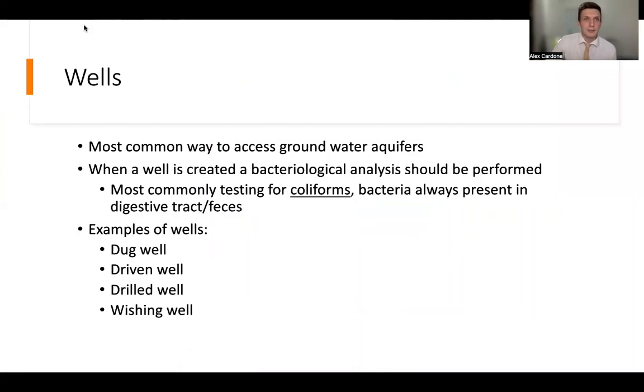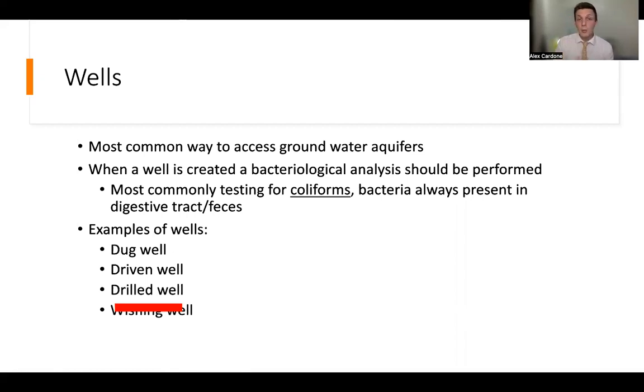Okay, so wells. We're not talking about Nevada. We're talking about ways that we can access groundwater. The most common way to access groundwater aquifers or storage locations is through the use of a well. Some examples of those wells include dug wells, driven wells, drilled wells, wishing wells. Not really, not wishing wells. That's not the same thing. That's a money grabbing scheme, if you ask me.